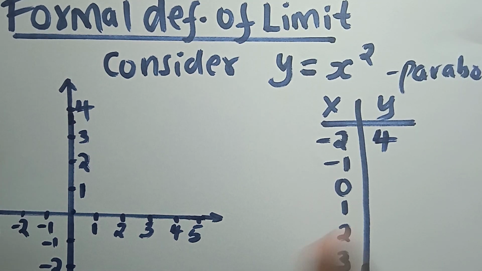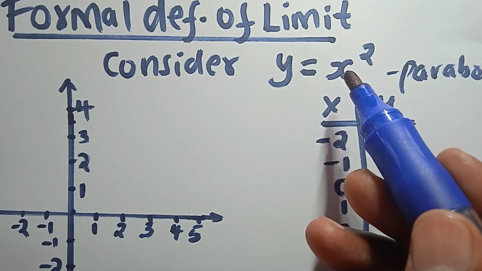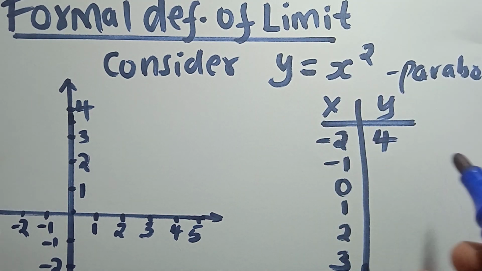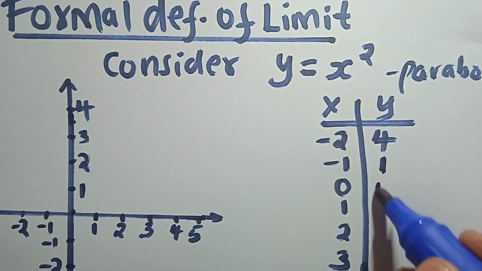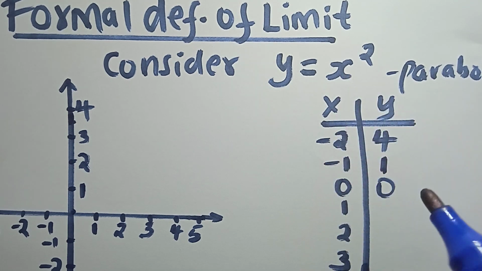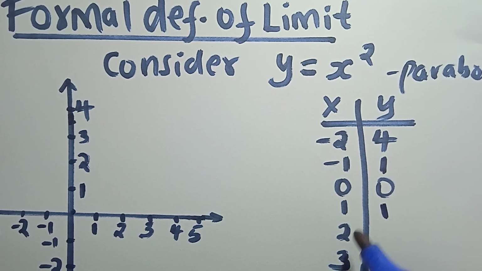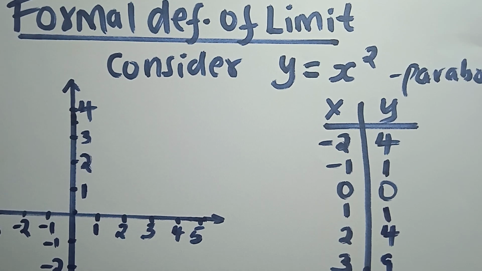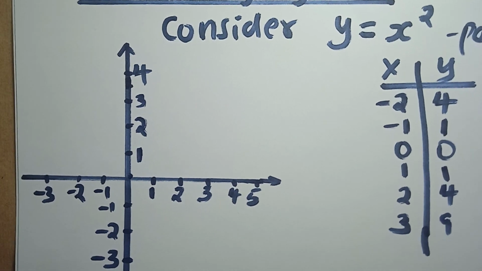For -1, if you place it here and square it, you are supposed to get +1. Then 0 squared will be 0. 1 squared, just substituting the value of 1 there, will give us that y is 1. Then for 2 we'll get 4, and 9 for 3, and so on as we go. So you can decide and plot this in this graph.